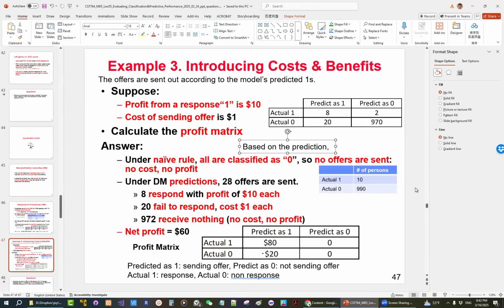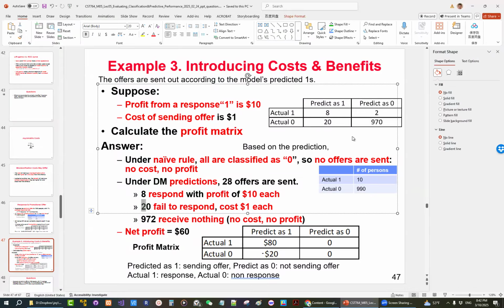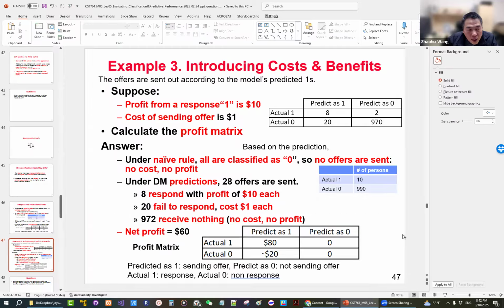I do have one question. What does DM stand for? It says under DM predictions, 20 offers are sent. DM is data mining. Data mining model. Okay, got it. Thank you.